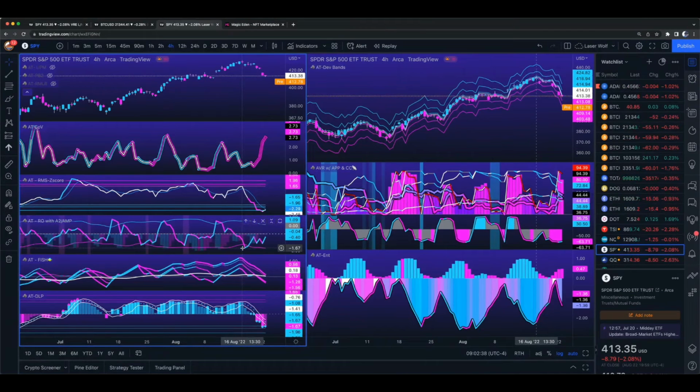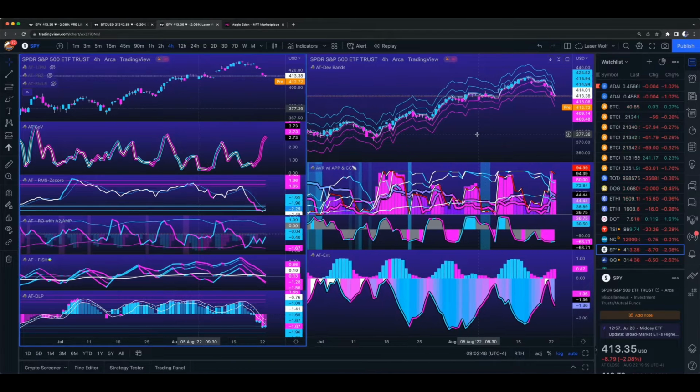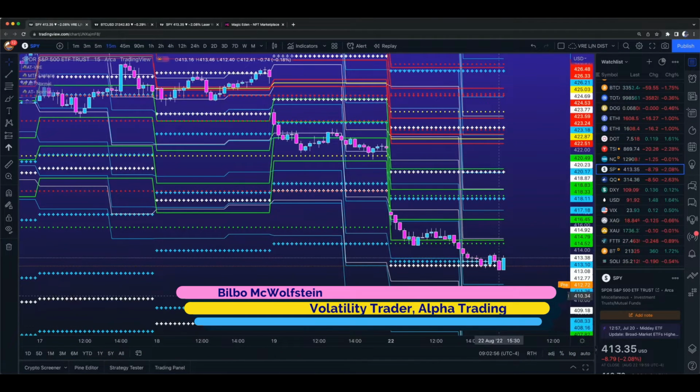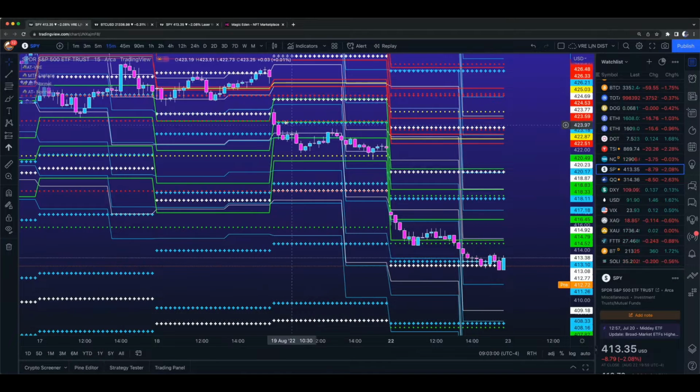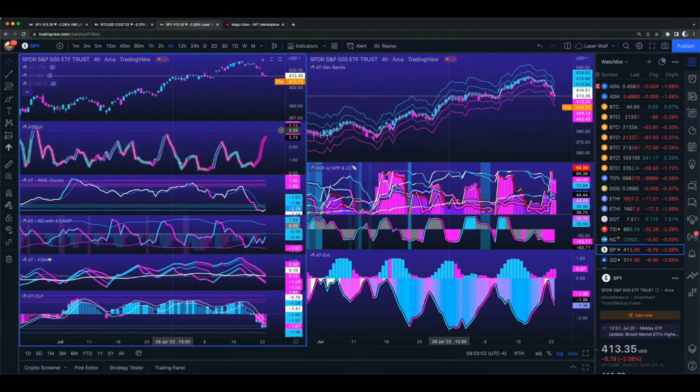So, got a little SPY up here, 4 hour. Checking this baby out. It'll be interesting. Pre-market was up a little bit. Was up a little. Pulling back. We'll see what happens. Wanted to check this 4 hour though before I dip into these lower time frames.